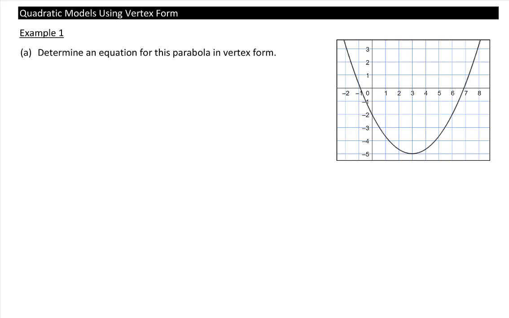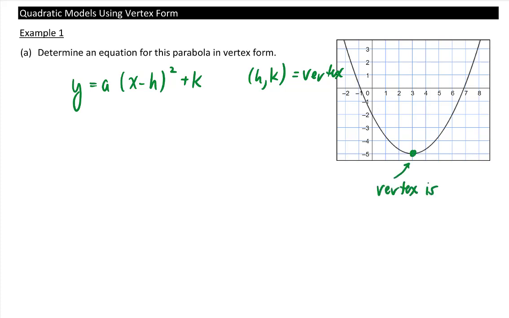So vertex form is y equals a(x minus h) squared plus k, where h and k represent the vertex of the parabola. So in this graph, we see that our vertex is (3, -5). So we're going to use the vertex and another point on the graph to come up with the equation of the parabola in vertex form.